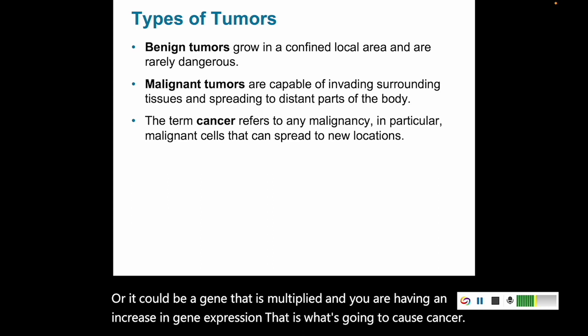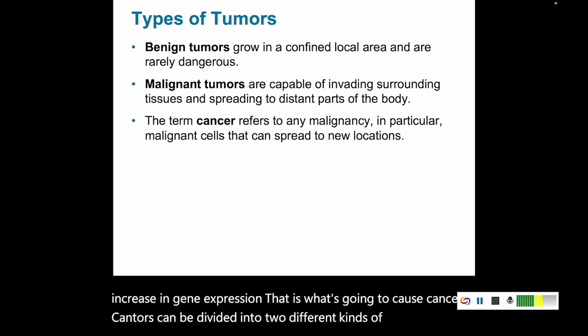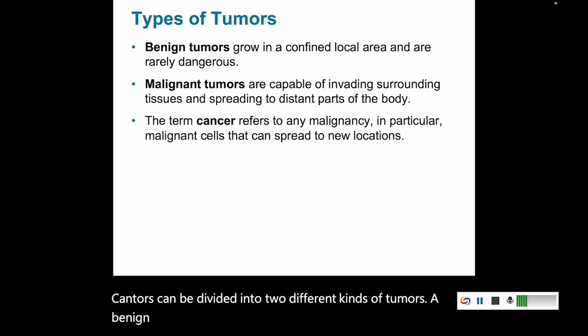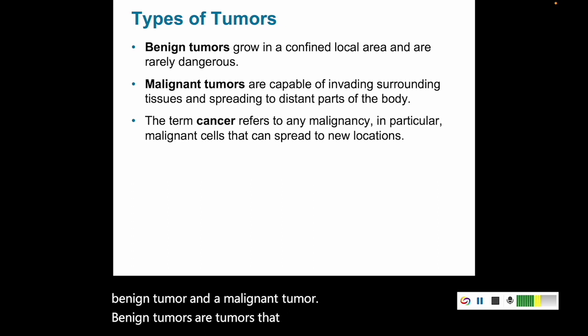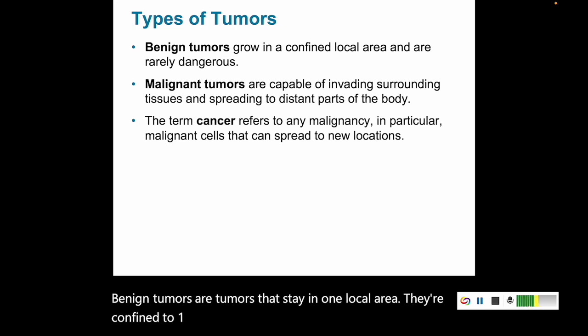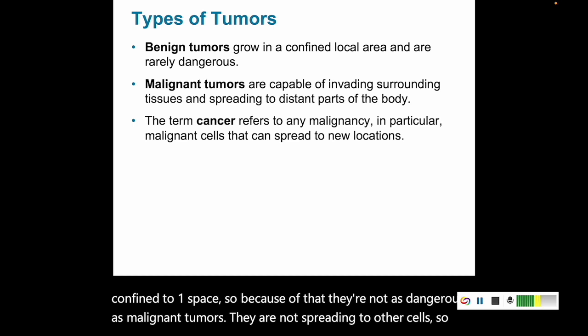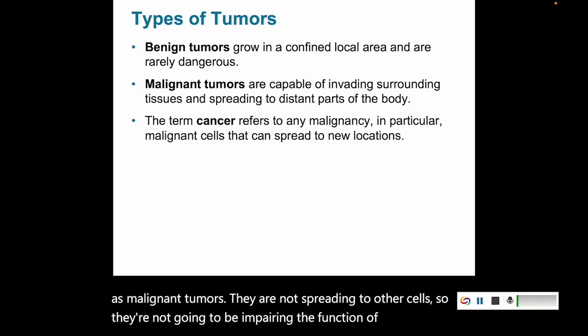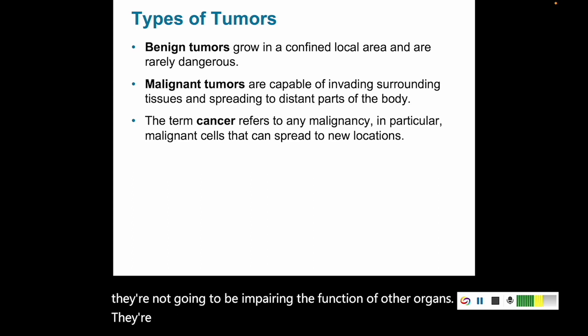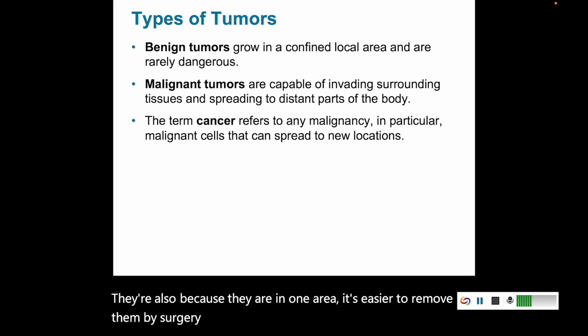Cancers can be divided into two different kinds of tumors: a benign tumor and a malignant tumor. Benign tumors are tumors that stay in one local area. They're confined to one space. So because of that, they're not as dangerous as malignant tumors. They're not spreading to other cells, so they're not going to be impairing the function of other organs. Because they are in one area, it's also easier to remove them by surgery or by targeting them with radiation.